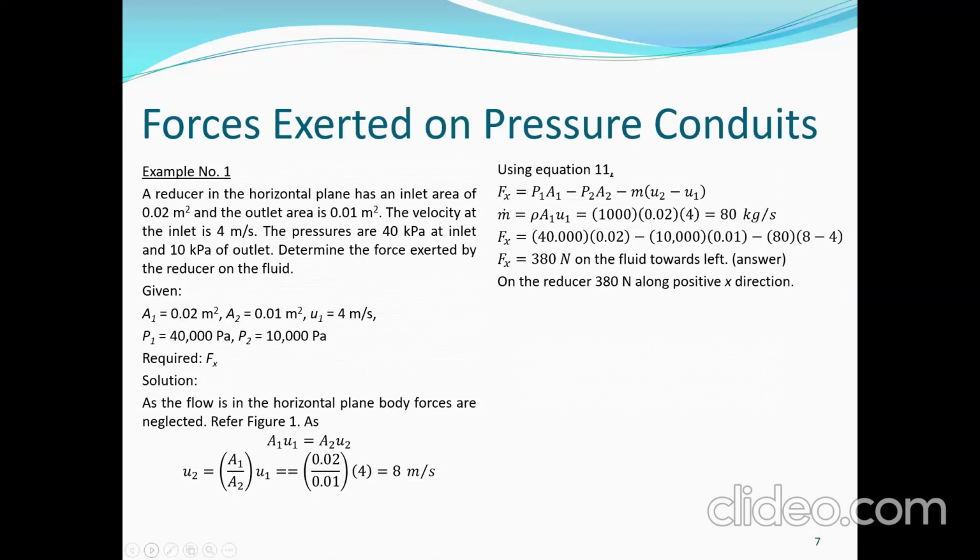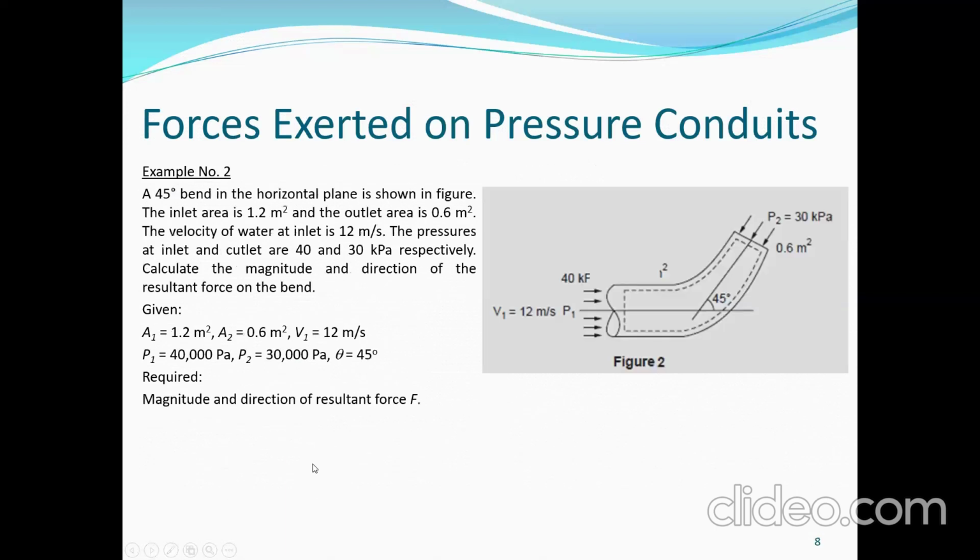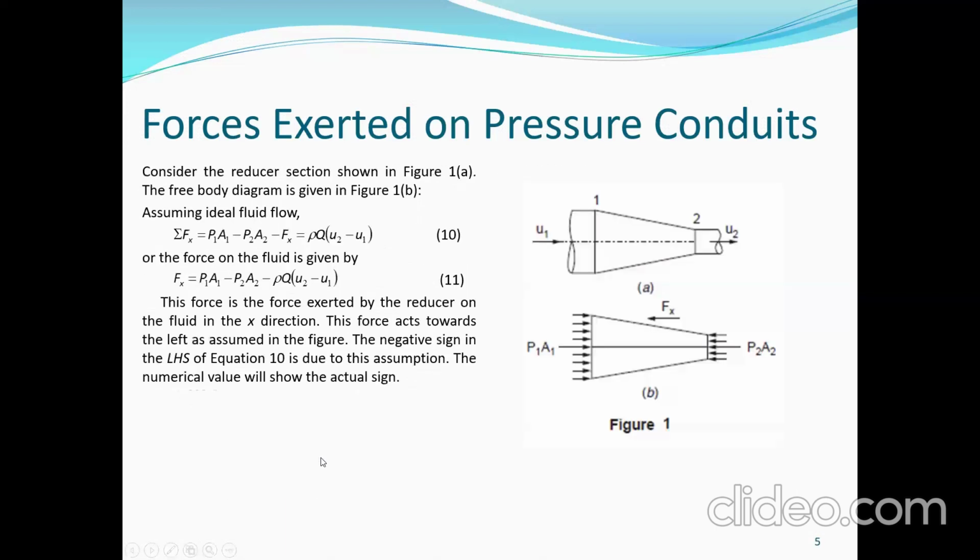So, example number 1. So, back to this figure. Dapat nalipat natin to. Ayan. Yung figure 1 na yan. Okay.